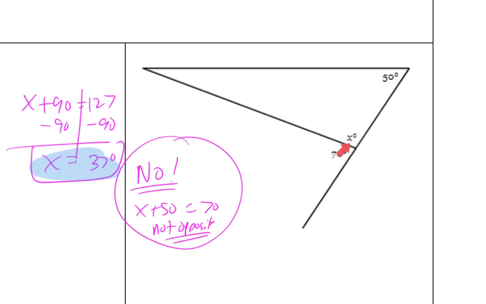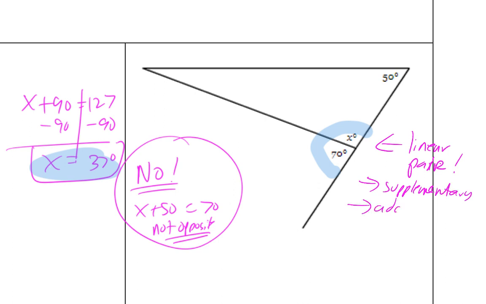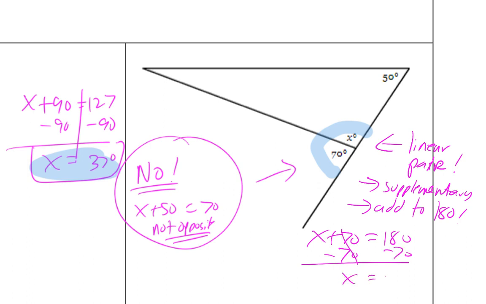If you look at this, this is a linear pair. So these two make a linear pair. So those are supplementary. What does supplementary mean? That means they add to 180. So that's what we want to think about on this one. So on this one, we're going to say that x plus 70 equals 180. X plus 70 equals 180. So if we subtract 70, that means x equals 110.